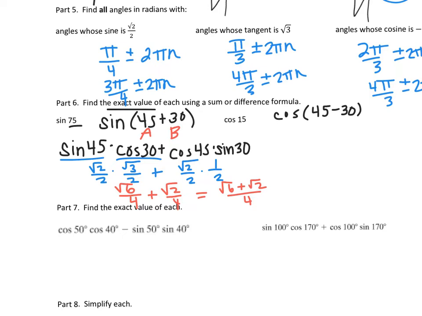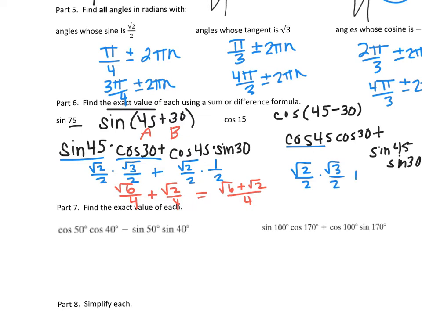I could have done, let's see, that's all I can think of for that one. So this one, the subtraction with the cosine, the formula is cosine A cosine B plus sine A sine B. So cosine 45, cosine 30, plus sine 45 times the sine of 30. Again, I'm going to find the exact value of each of these. So it's going to be root 2 over 2 times root 3 over 2 plus root 2 over 2 times a half. And it's going to end up being the same thing as this one.